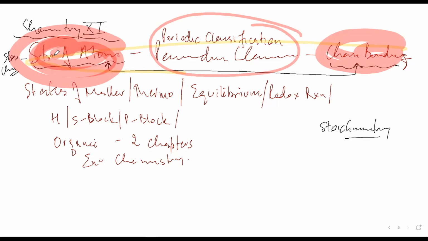But the point is, once we are able to cross this, the chapters after that are pretty relaxed chapters. States of matter is simple, thermodynamics is also simple, equilibrium is simple, redox reaction is simple. These four chapters are part of what is called physical chemistry. Physical chemistry. You can note down physical chemistry.